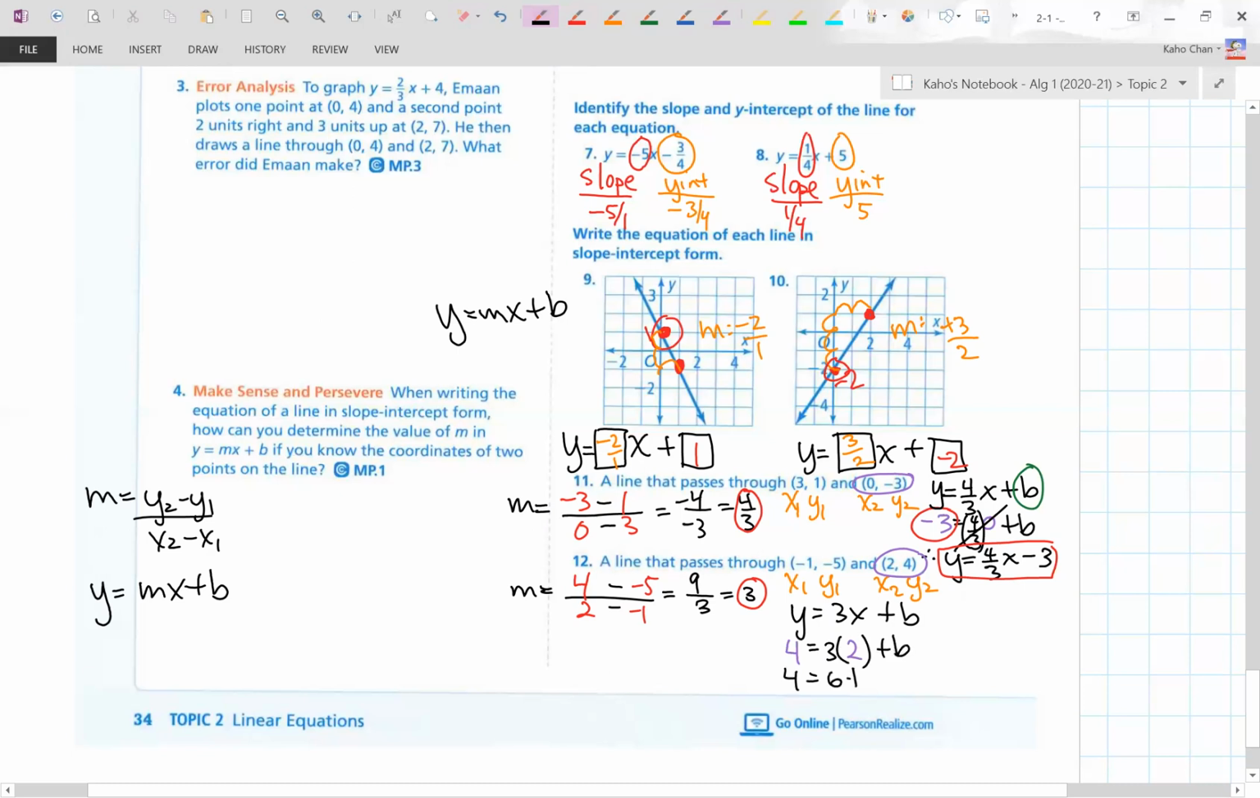4 equals 6 plus b. Subtract 6 from both sides. b equals -2. Sweet. We're done. Final answer, y equals 3x minus 2. And that, ladies and gentlemen, concludes 2-1 slope-intercept form for Algebra 1.